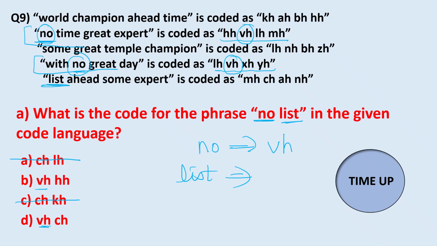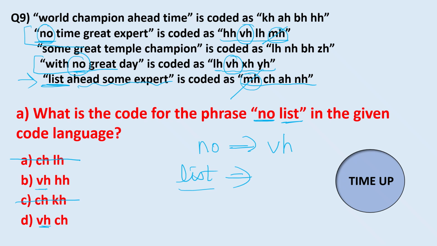Now we have to decode for least. Least is there only in the last sentence. So in that case, anything common you can say MH. MH you can see somewhere. Yeah, here MH is there. So MH can't be. Because see, least is only there in the last statement. So its code will also be unique. It will not be available in some other statement. So I have eliminated MH.